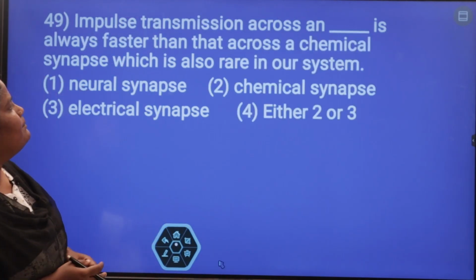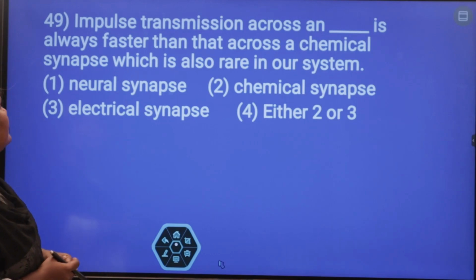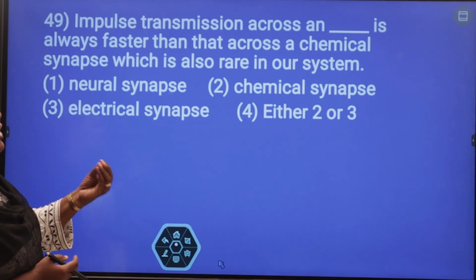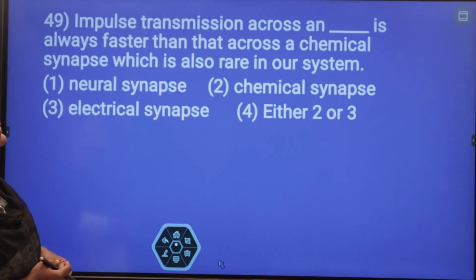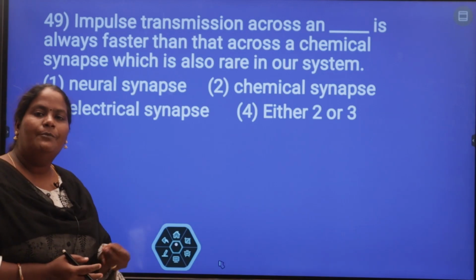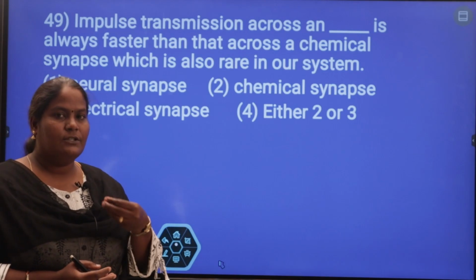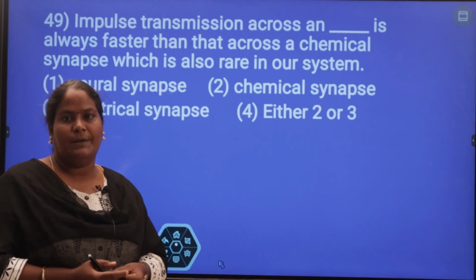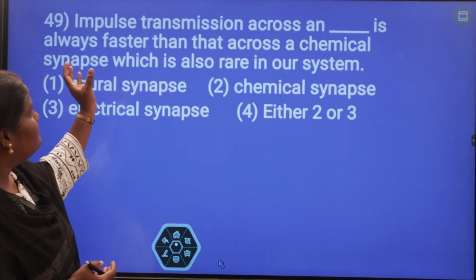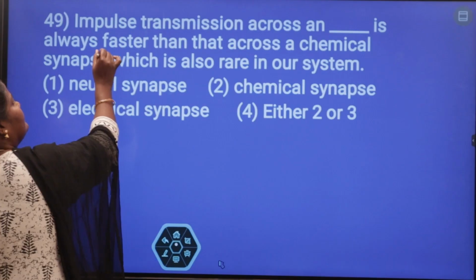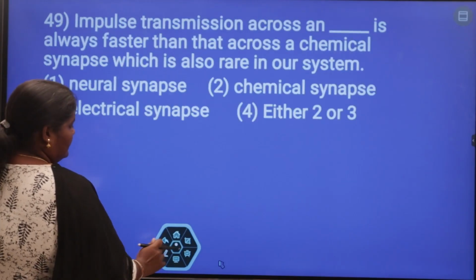Next question. Impulse transmission across an dash is always faster than that across a chemical synapse, which is also rare in our system. It belongs to the neural control and coordination chapter. In this chapter, we discussed the neurons, electrical synapses and chemical synapses and all that. The keyword is like this.